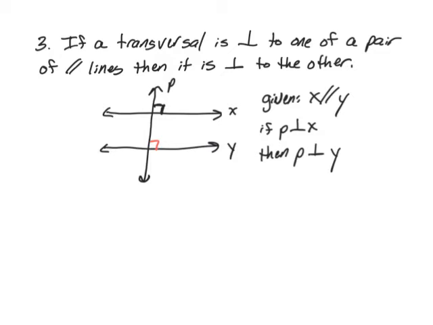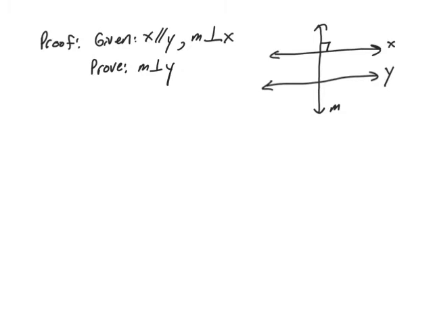I'm going to do a proof so you get an idea of how these things work. Okay, I take that back. We're going to prove that third theorem. I was thinking it was the second one, but we're actually going to do the third one. So here's what we're given. We're given that X is parallel to Y and that M is perpendicular to X. And what we want to prove is the fact that M is also going to be perpendicular to Y.